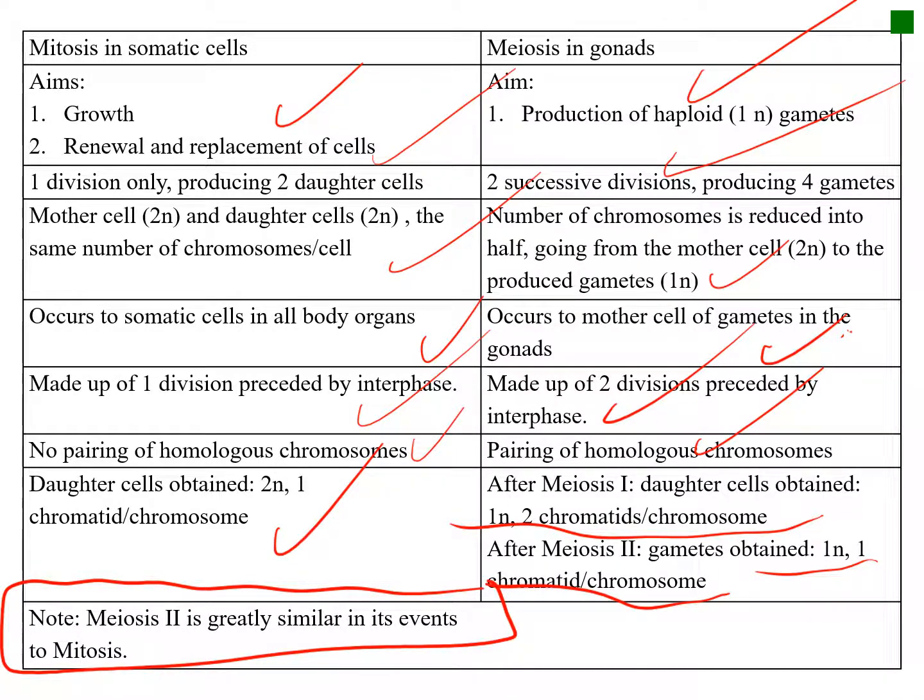Mitosis is made up of 1 division preceded by interphase, meiosis is made up of 2 divisions preceded by interphase. No pairing of homologous chromosomes in mitosis, pairing of homologous chromosomes in meiosis. Daughter cells obtain 2N, 1 chromatid per chromosome in mitosis; in meiosis, 1N and 2 chromatids per chromosome after meiosis I, and after meiosis II, 1N and 1 chromatid. Meiosis II, as I said, is greatly similar to that of mitosis.